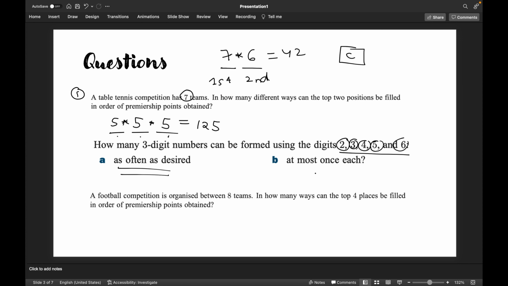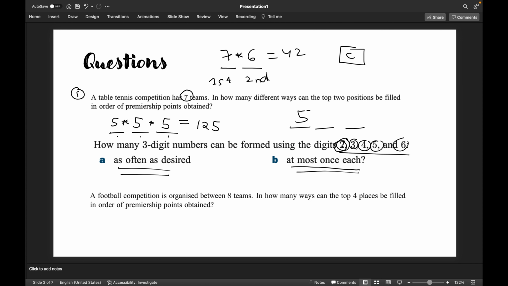That's the answer. And at most once each. That means they cannot be used 2 times or 3 times. So the first place can obviously be filled in 5 ways. Now let's look at the second one.